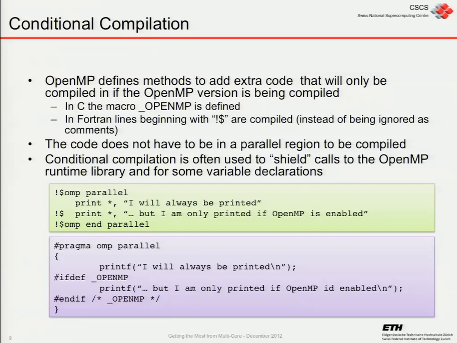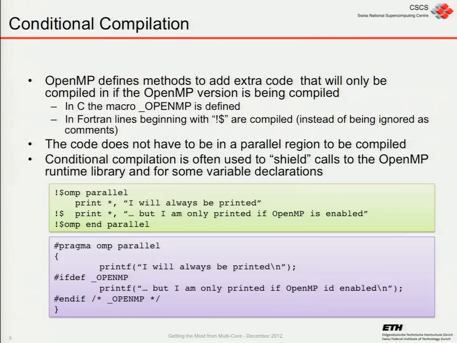Now, one of the other things you may wish to do is have conditional compilation. So sometimes there are pieces of code that you only want to be running if you're in your threaded region. And so we can do that in C and C++. It's straightforward using a macro, which is _OPENMP. And this will only then get compiled in if you're actually compiling with OpenMP. So in other words, if you set the OpenMP flag on your compiler, it will set this macro to be active.